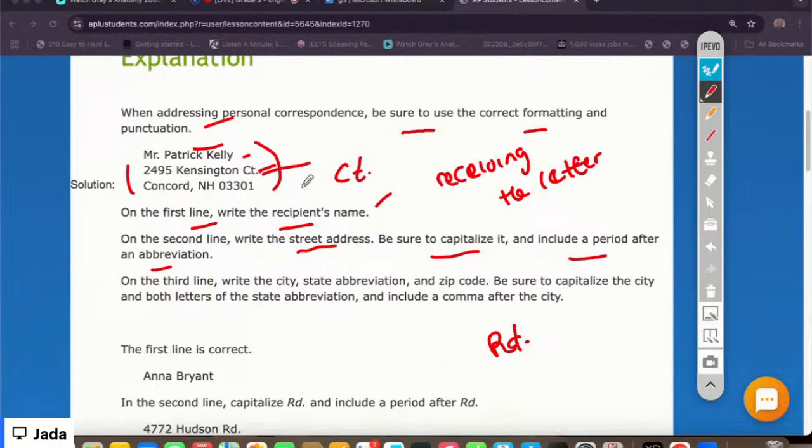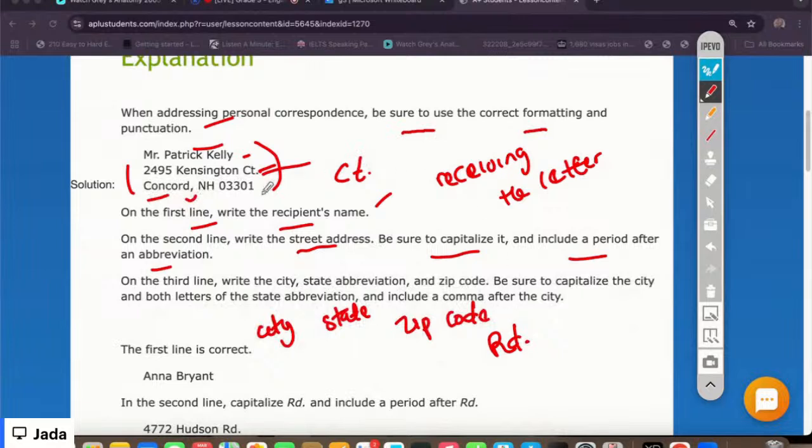Now moving on to the third line. On the third line, you have to write the city, state abbreviation, and zip code. So on the third, it's the city, then the state, which you can abbreviate, and then the zip code. Be sure to capitalize the city and the letters of the state abbreviation and include a comma after the city. So we are Concord here, so we have to make sure that we include a comma. Take note of where you have to put the punctuation.